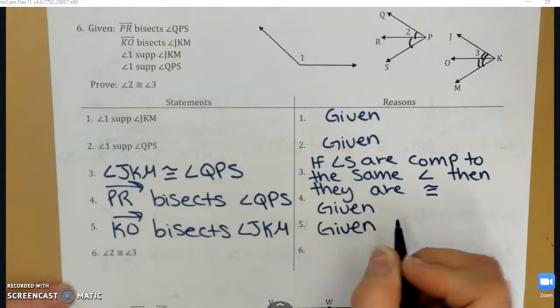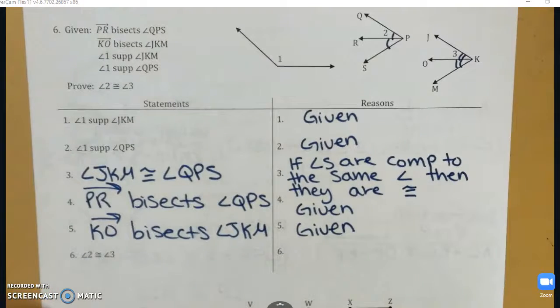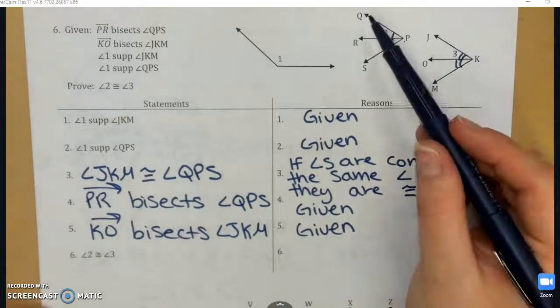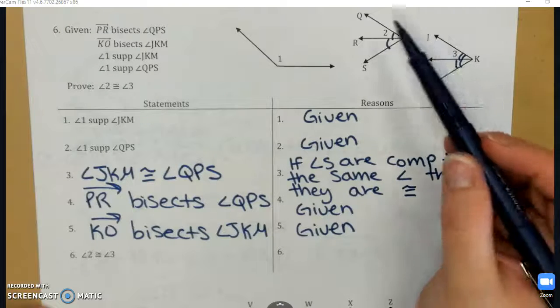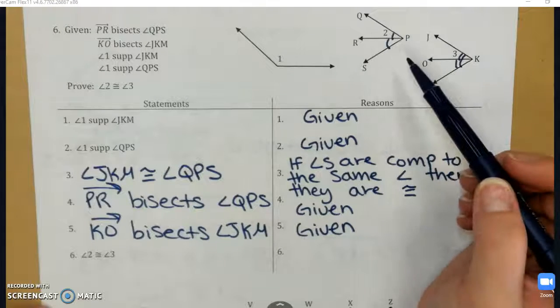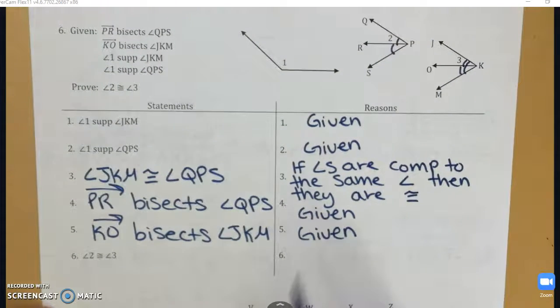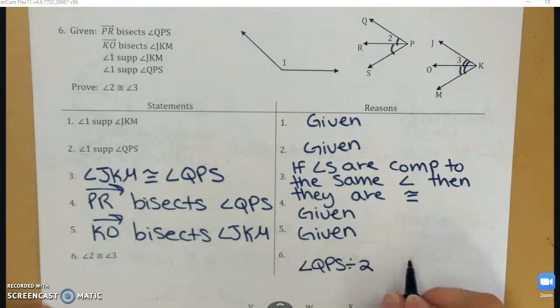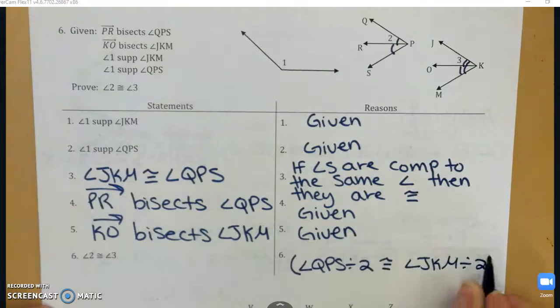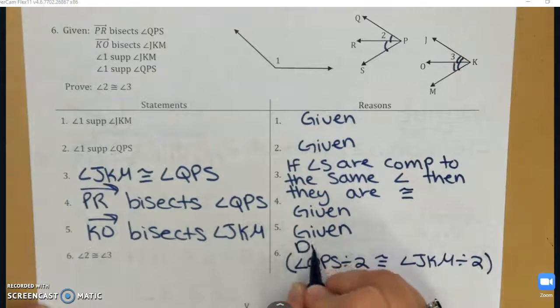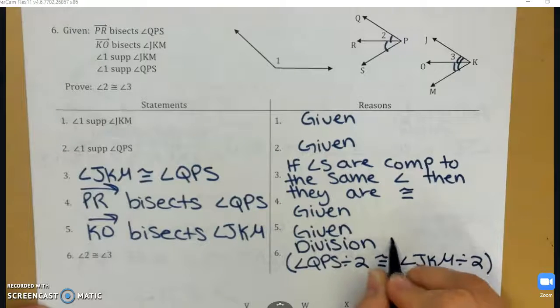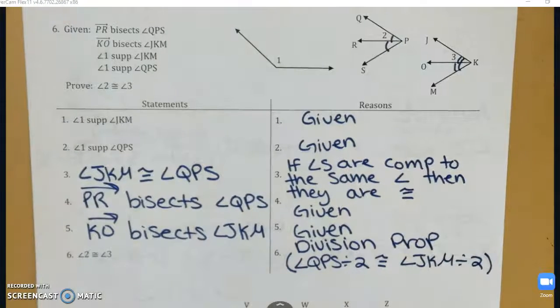So if I'm ready to conclude that angle 2 is congruent to angle 3, how am I going to do that? Well, I know now that JKM and QPS are congruent to each other. So if I'm bisecting both of those angles, that means I'm splitting it in half. So to find the measure of angle 2, I would divide angle QPS by 2. And to find the measure of angle 3, I would divide JKM by 2. Well, if I'm dividing congruent angles by the same value, that is my division property. And that's going to prove that angle 2 is congruent to angle 3.